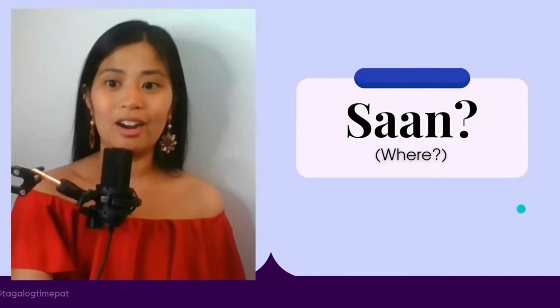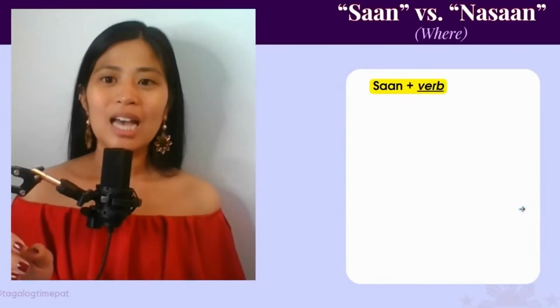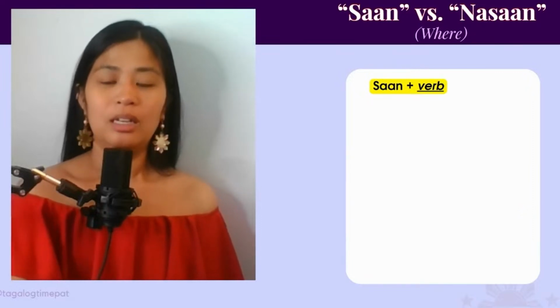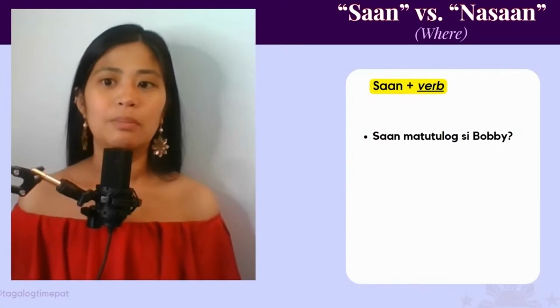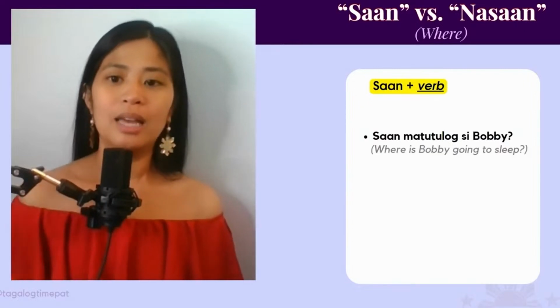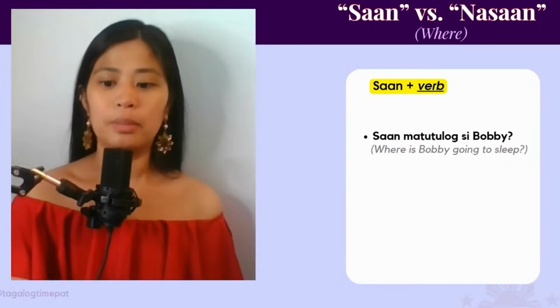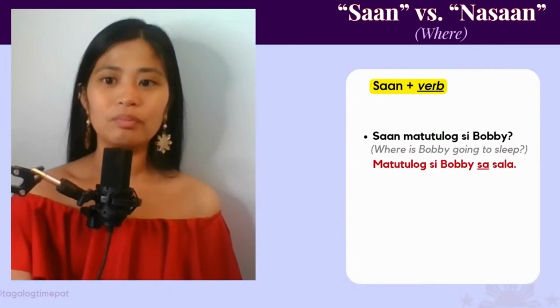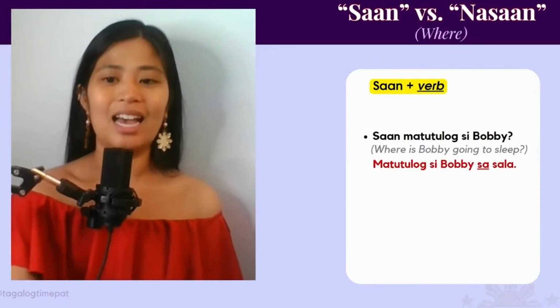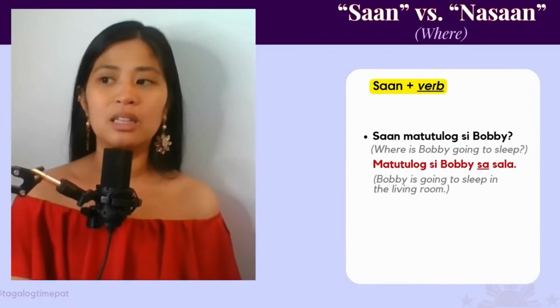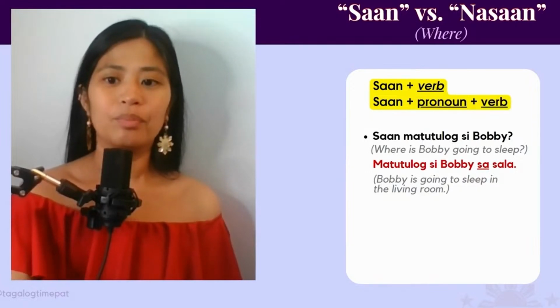The next question we are going to learn is saan. Saan means where. So saan plus a verb. That's an example of how to use this. Saan matutulog si Bobby? Where is Bobby going to sleep? A response is matutulog si Bobby sa sala. Bobby is going to sleep in the living room. Matutulog si Bobby sa sala.